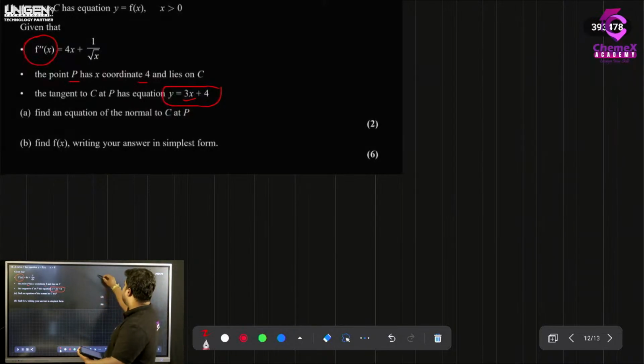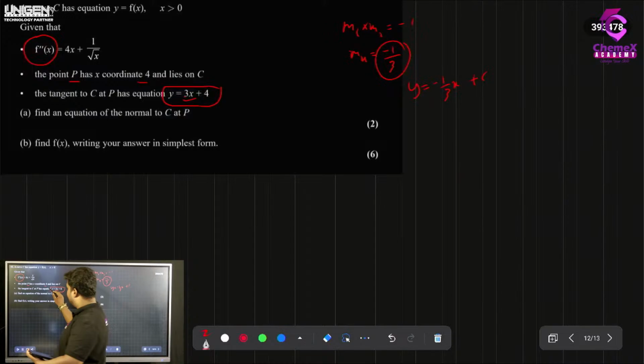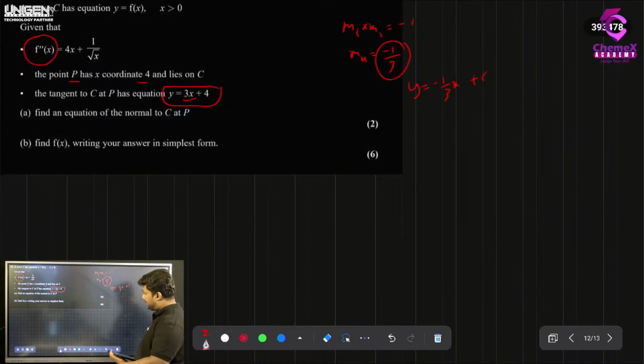So if it is normal, you know m1 into m2 equals minus 1. So since the tangent gradient is 3, what should be the normal's gradient? Minus 1 over 3. So then y equals minus 1 over 3 x plus c. Then x is 4, so you can substitute x as 4 and get what?